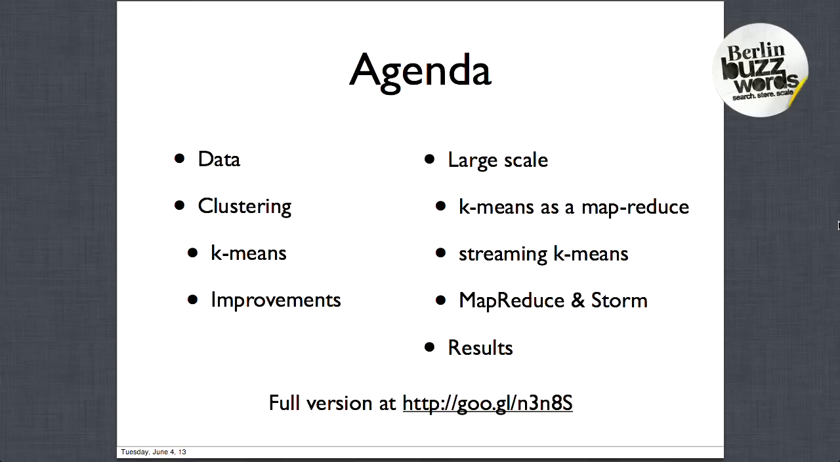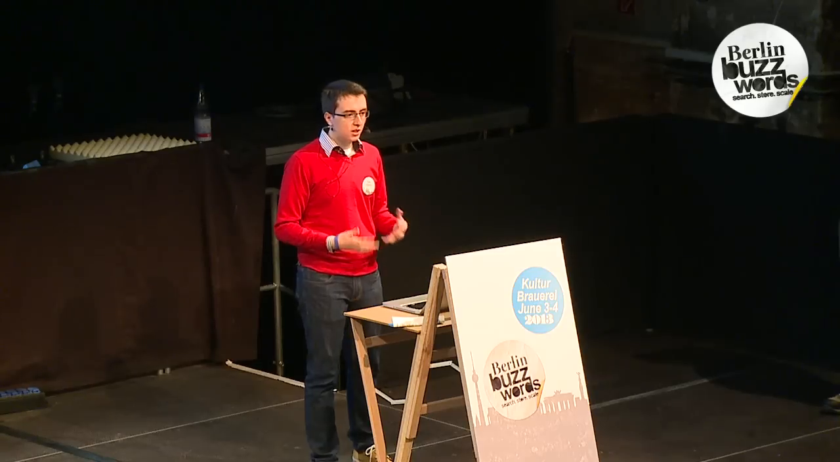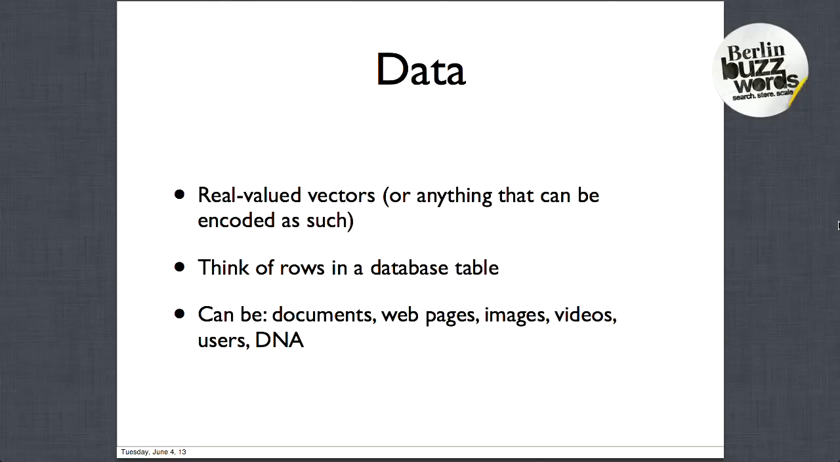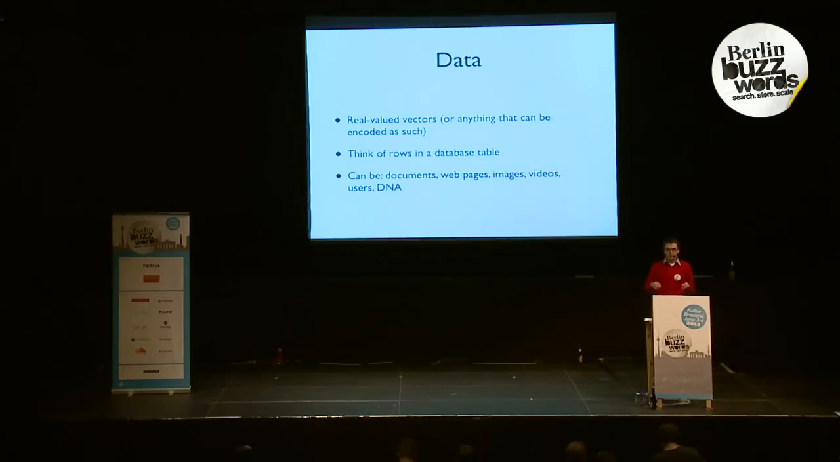Okay, so what is data? Well, data is anything you want. It could be like documents, web pages, images, users, but we don't really care about that. We essentially just want to have vectors, preferably real-valued vectors, but vectors with numbers in them. These are the feature vectors that you generate from the data in some way. You just encode it, and then we can cluster it.